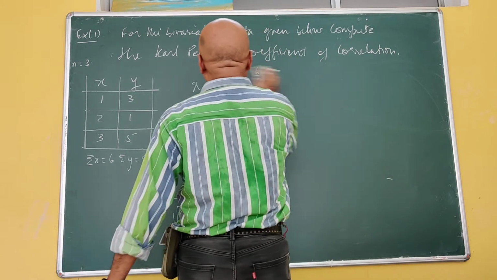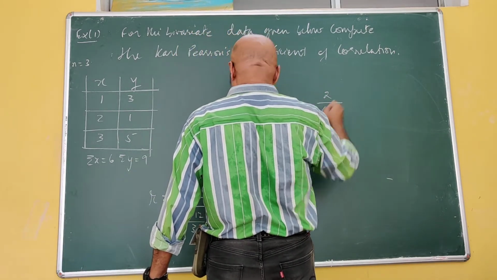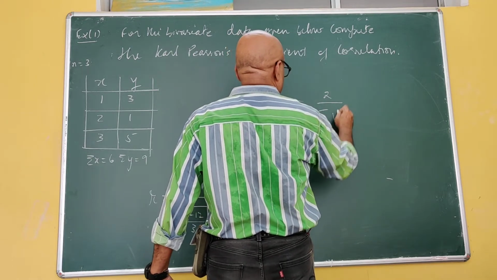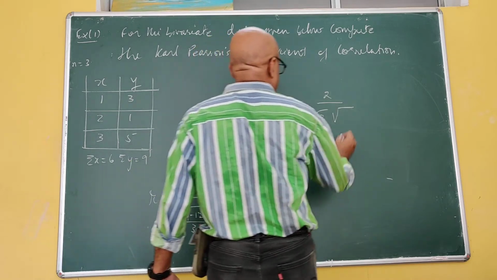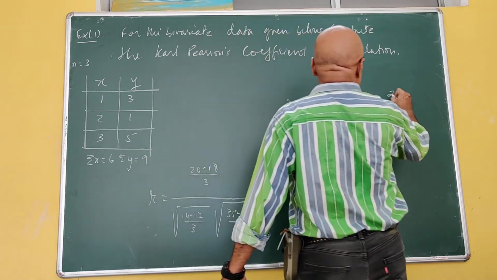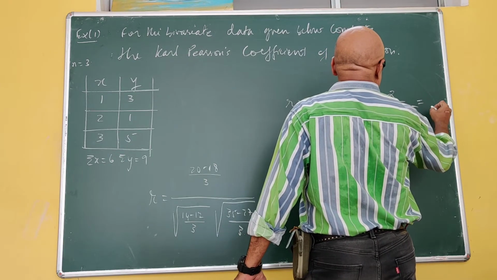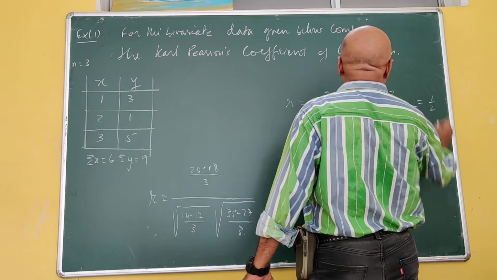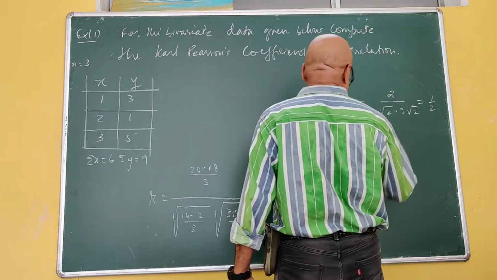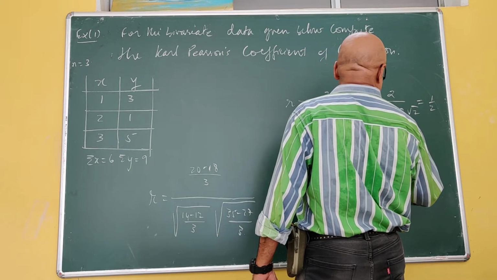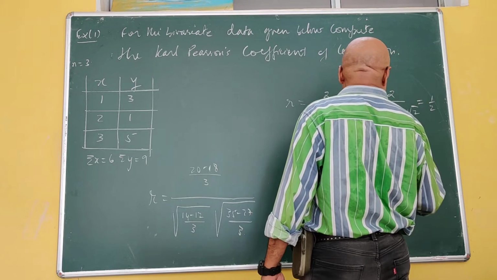what is your R going to look like? Well, your R is going to be something like 2 divided by root 2 into root 35 minus 27. How much is that? Yes, it is. So that becomes 2 root 2, 2 times root 2. I guess this is going to be something like 1 by 2. That's 0.5. So R is equal to 0.5. That's weak positive correlation between x and y.